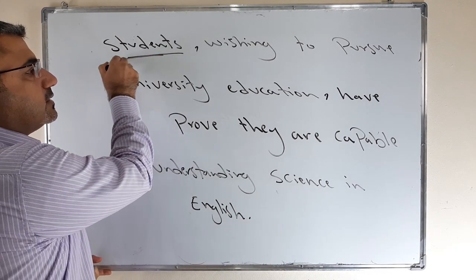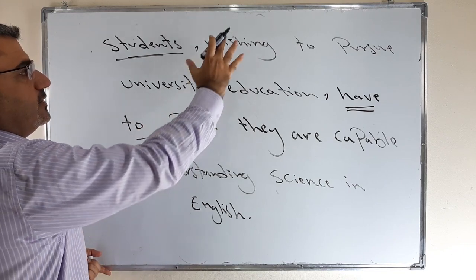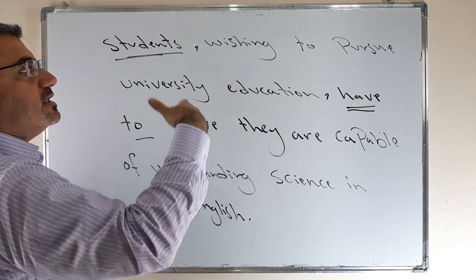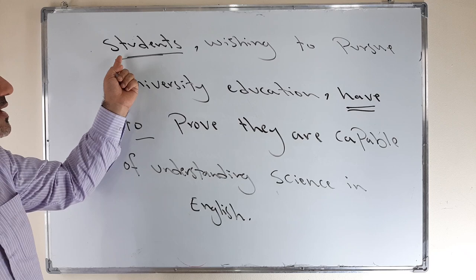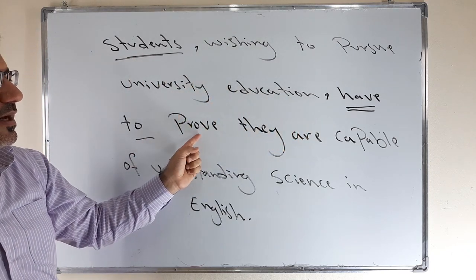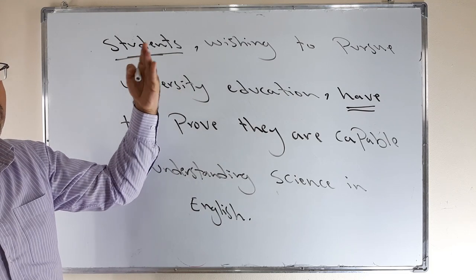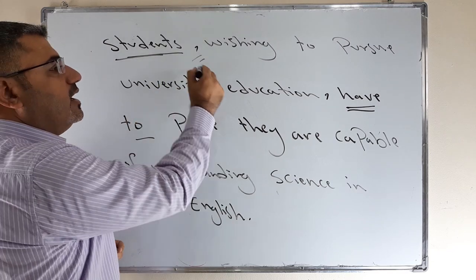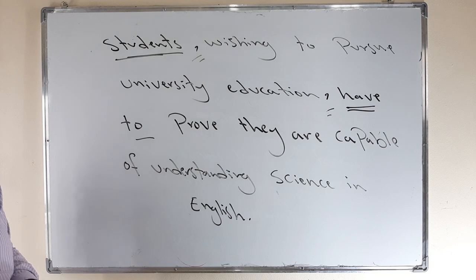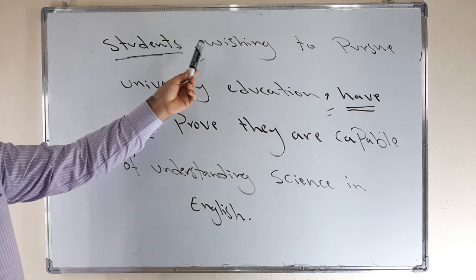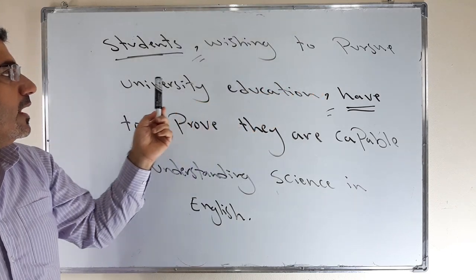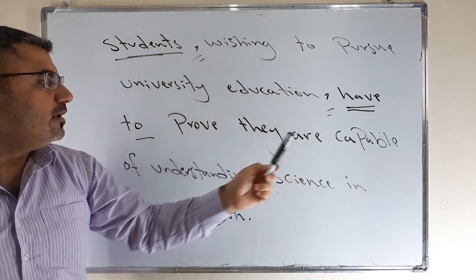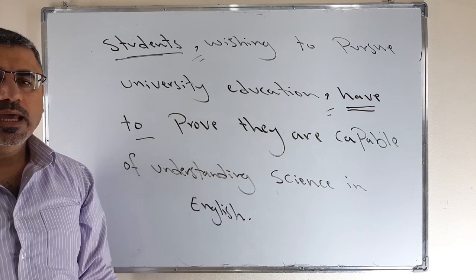لاحظ students مفروض راح نبدأ من عند الفعل have to، يعني هذه الجملة نسميها جملة اعتراضية باللغة العربية، جملة اعتراضية أيضا باللغة الإنجليزية، يعني تعطينا مزيد من المعلومات عن الطلاب. ممكن نقول students have to، يجب على الطلاب أن يبرهنوا أو يثبتوا، لكن students الطلاب منهم الطلاب wishing to الراغبين بمتابعة التعليم الجامعي. إذا أعطينا مزيد معلومات نضعها بين فاصلتين، جملة اعتراضية كما في اللغة العربية. Students wishing to pursue university education have to prove they are capable of understanding science in English.